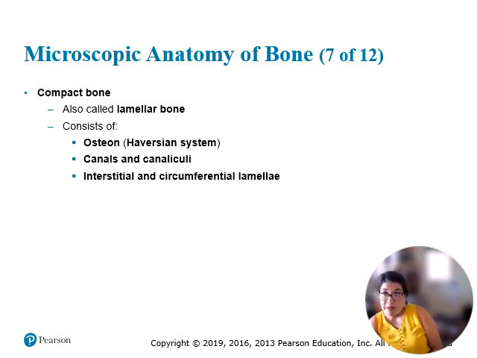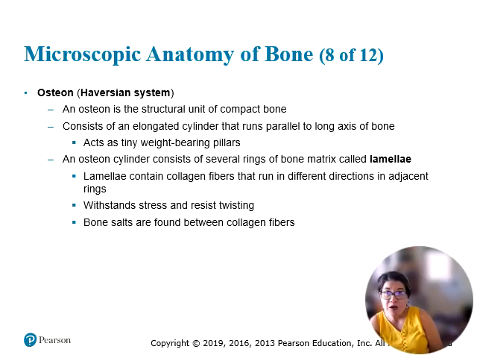Okay, so then microscopic anatomy. You got compact bone too. It's also called lamellar bone. You have the osteon, which is like a whole unit. Like in every body system, you're going to have a small microscopic unit that does all the work in that tissue. And for bones, that's the osteon. And you have canals and canaliculi, and then different types of lamellae. Okay, so an osteon is like one structural unit of a bone.